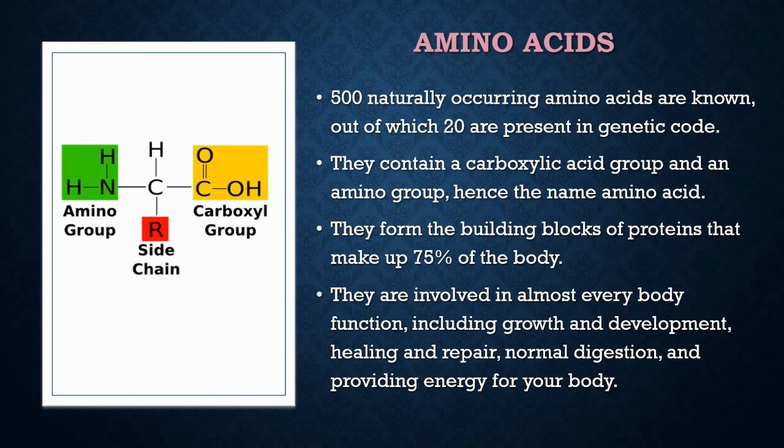As you can see in the picture, this is the general structure of an amino acid. It has an amine group, NH2, called the amino group, and COOH, called the carboxyl group, and this R can be substituted by many organic compounds that we will see later. So this is the general structure of an amino acid.